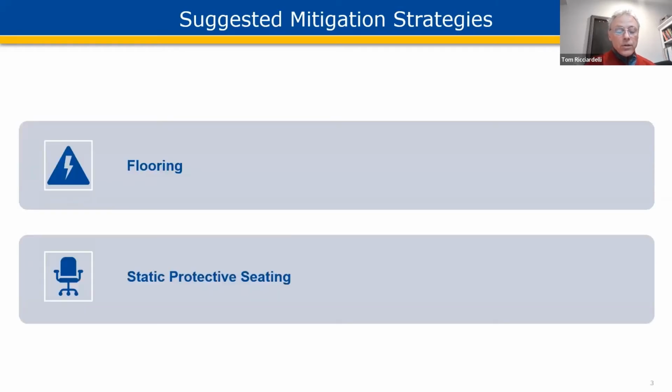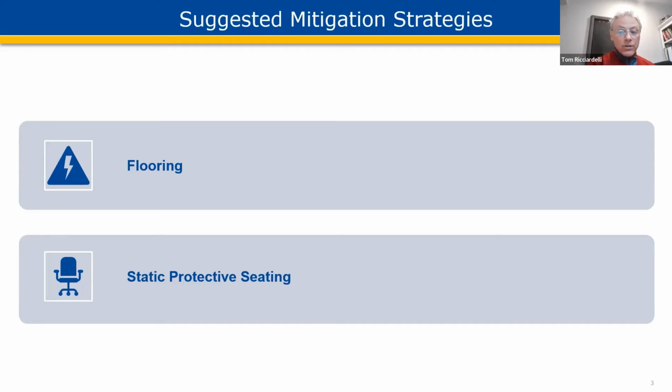The second thing you can do in a healthcare facility is use static protective seating. It's most effective when you have a static protective floor, because the seating, again, will do two things. It will limit charge generation due to the materials it's made from. But if it's connected electrically to a grounded floor, then the charge will leave the person through the seat. A good ESD seat will do both.